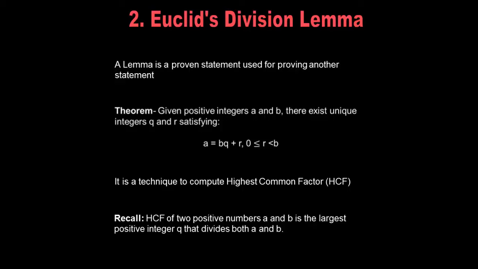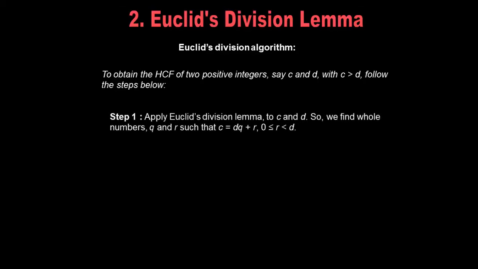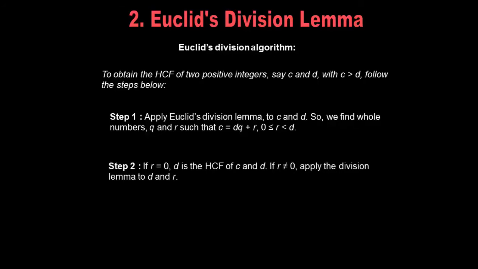Now that we know HCF is calculated by Euclid's division lemma, let us see the algorithm which is used to calculate HCF. Now let us suppose we want to find HCF between C and D. So we'll divide C by D, and we'll obtain Q and R, that is quotient and remainder. If R is equal to 0, then D is the HCF of C, and if R is not equal to 0, then we'll again apply the division lemma between D and R.